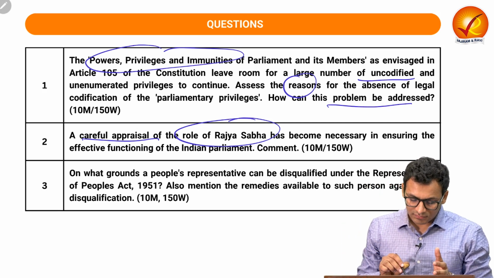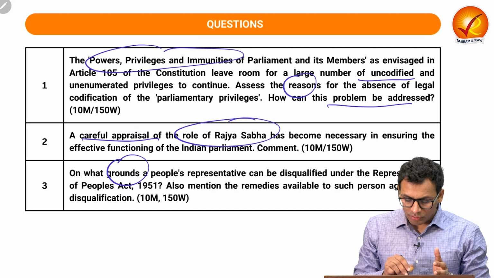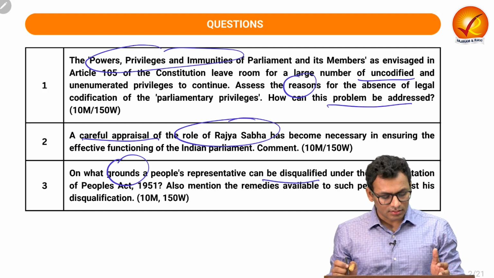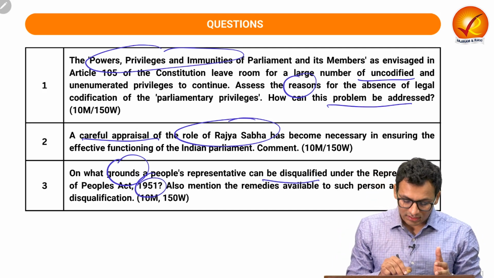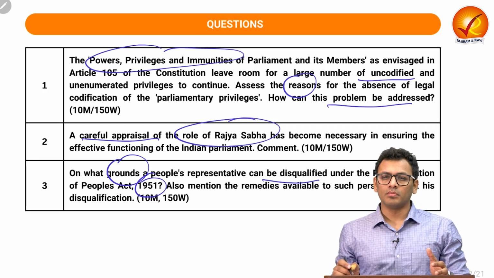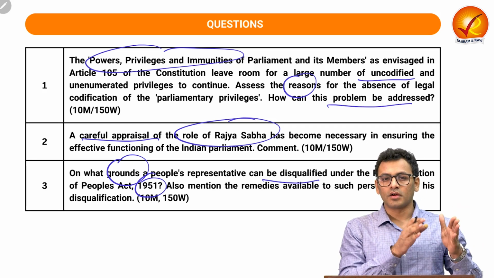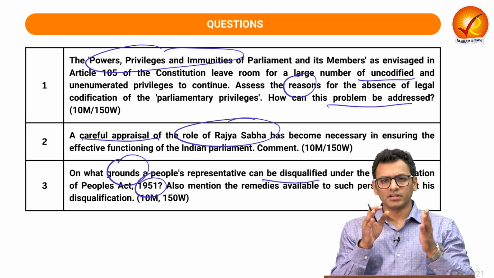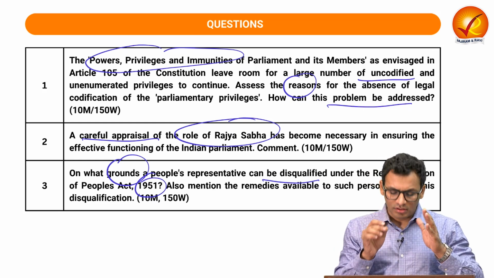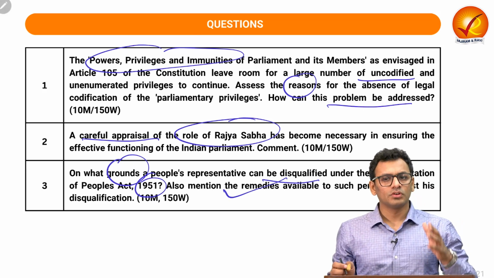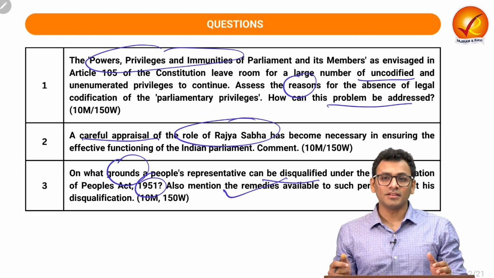In the third question, we will be talking about the grounds for disqualification under Representation of Peoples Act 1951. Over here, we'll talk about certain criteria because of which the legislator may be disqualified. At the same time, we will also talk about the remedies available to such a person. So let us start with the very first question.